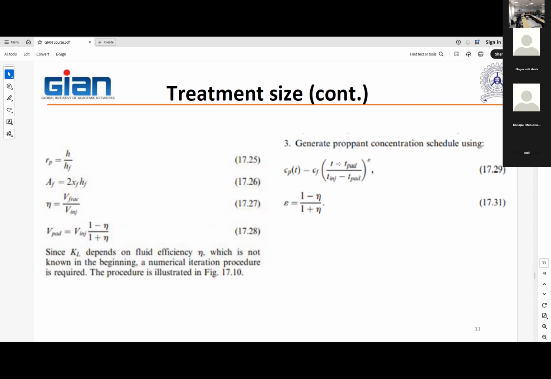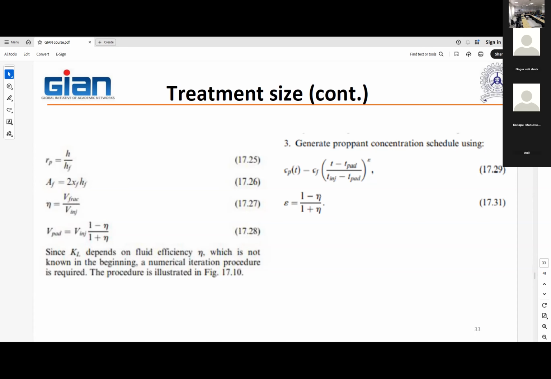So this is the slurry stage. This is when you start pumping the slurry. And T pad means what? It is the amount of time you just pump the pad water, I mean clean water. And T injection is the total amount of injection time minus T pad. And epsilon is what?